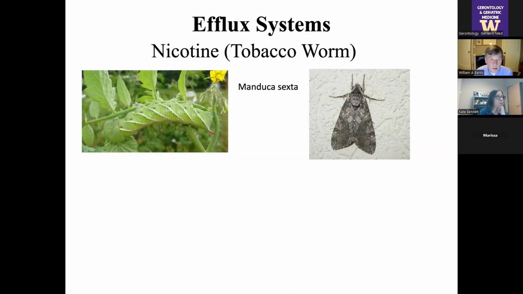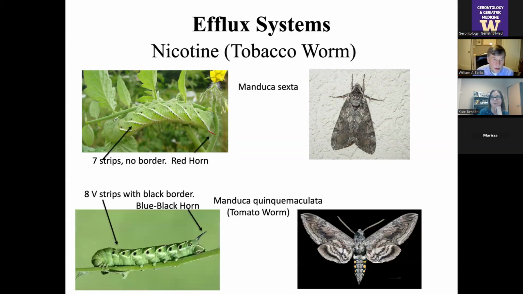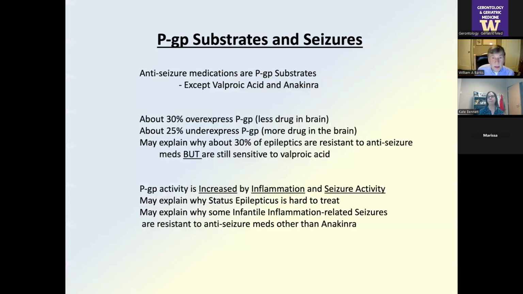So I thought it would be fun to educate you about the difference between these two worms. The tobacco worm has 7 stripes that have no border. I know it looks a little black, but they say no border, and its horn is red. Whereas the tomato worm has these 8 V stripes, and its horn is black. And the mnemonic for this is this looks like a cigarette, hence tobacco, with the flame of the cigarette, whereas the V stripes are vine ripe tomatoes. So there you go.